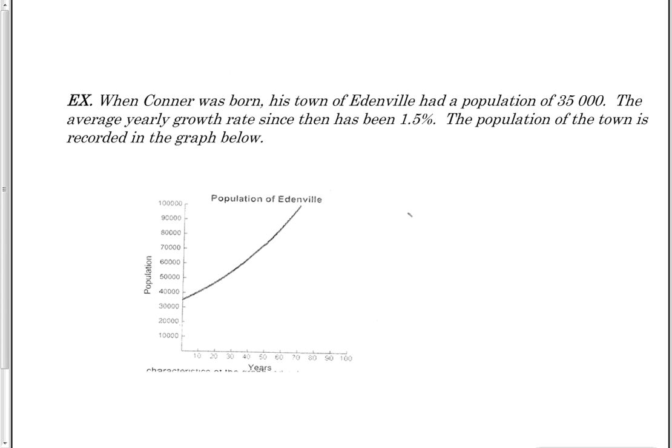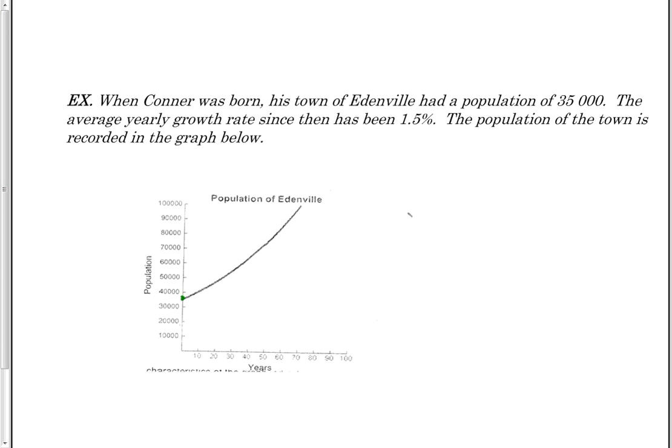To continue with today's lesson, we're going to look at solving with graphs. We're going to start with a real-world problem. When Connor was born, his town of Edenville had a population of 35,000. So our initial value, 35,000. The average yearly growth rate since then has been 1.5%. The population of the town is recorded in the graph below.